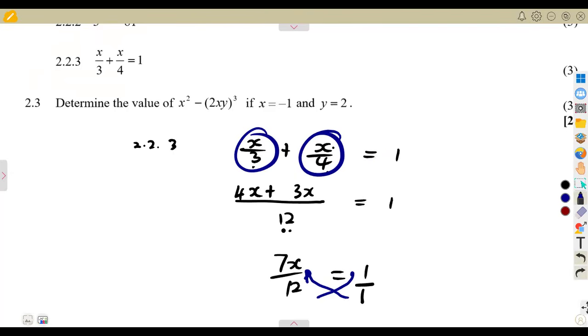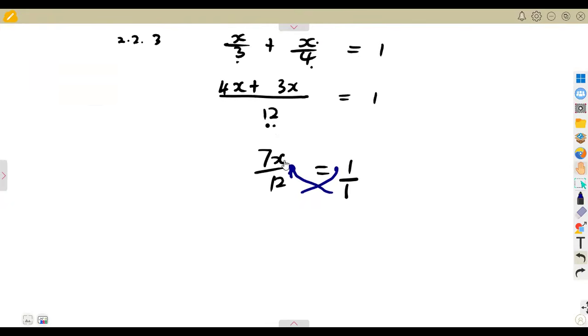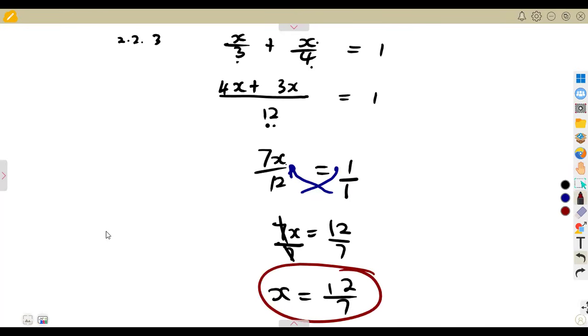Cross multiplication is only applicable when you've got this condition: a single term on one side of the equation and another single term on the other side, as fractions. So we can multiply 7x times 1, which is 7x, equal to 12 times 1, which is 12. Dividing by 7 on both sides, I have the exact value of x, which is 12 over 7. It's the same thing as the previous case that we had, same simplification.